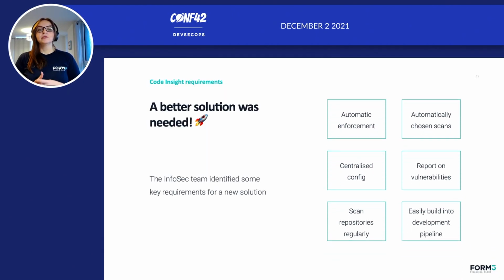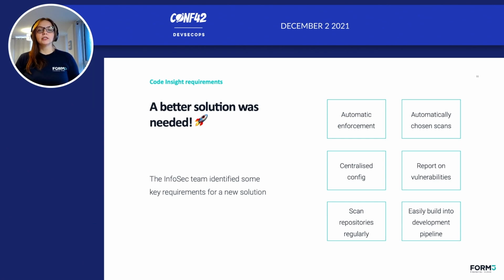Some key requirements for the new code scanning solution, Code Insight, were identified by the InfoSec team. We needed a centralized source code scanning solution that could integrate well with our development workflows. A central configuration makes it easy to maintain and change system-wide configs. Code Insight should provide metrics for scanned repositories, even those that are not being actively contributed to. It is very scary to have repositories that are not scanned that could get new vulnerabilities over time.